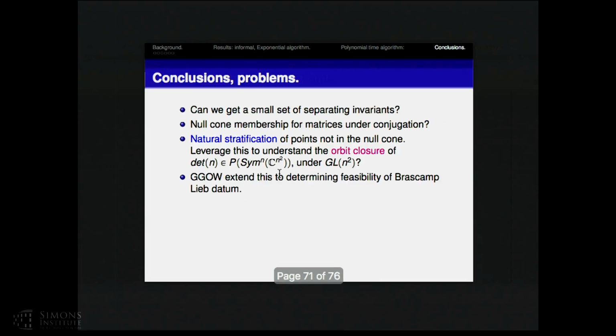And the motivation for me is still to try and understand the determinant orbit closure using this. Yeah. So if there are any questions.